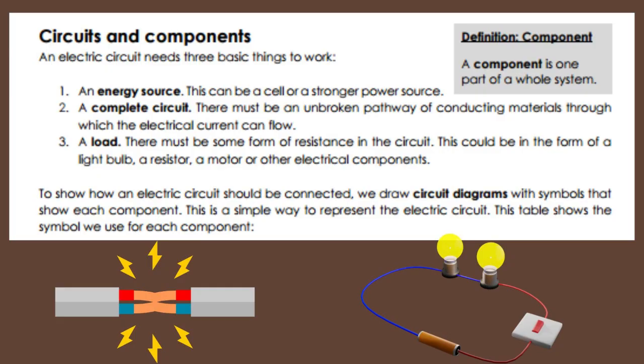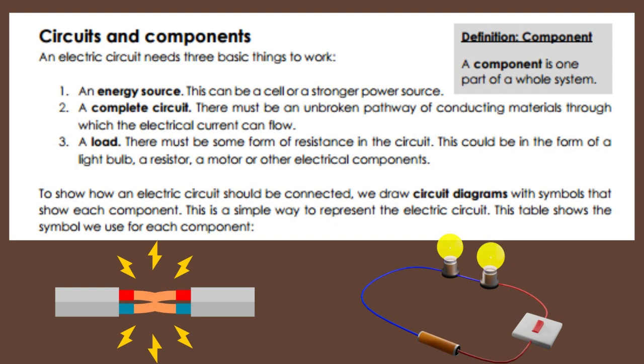Circuits and components. An electric circuit needs three basic things to work. 1. An energy source. This can be a cell or a stronger power source. 2. A complete circuit. There must be an unbroken pathway of conducting materials through which the electrical current can flow. 3. A load. There must be some form of resistance in the circuit.